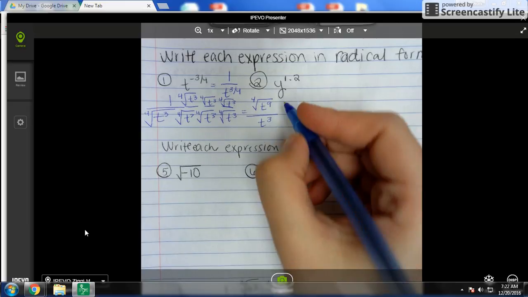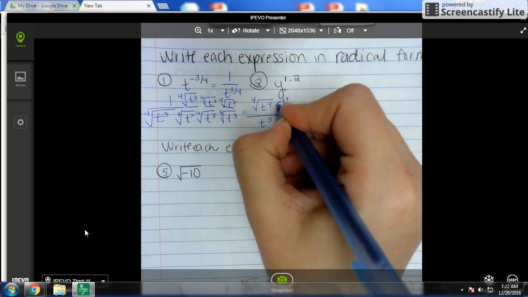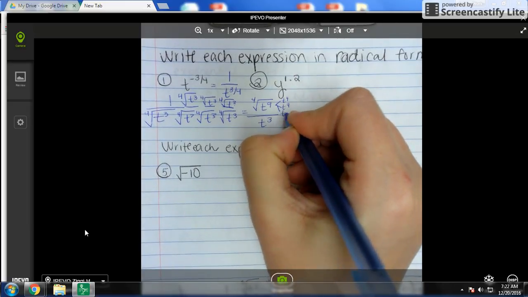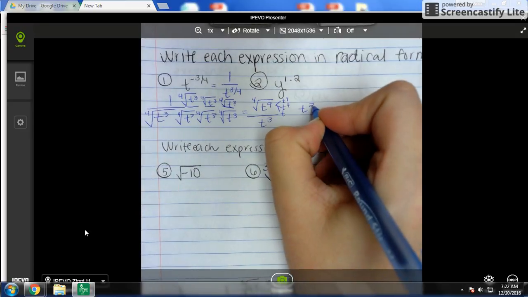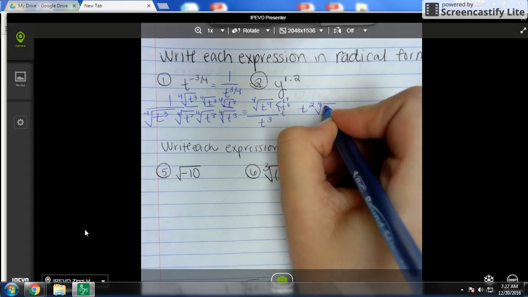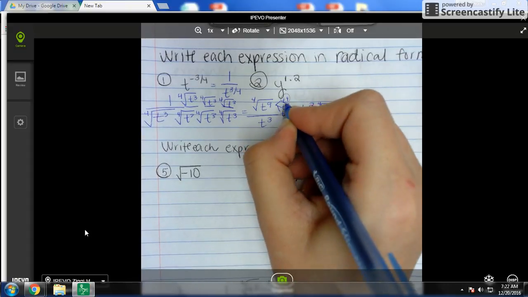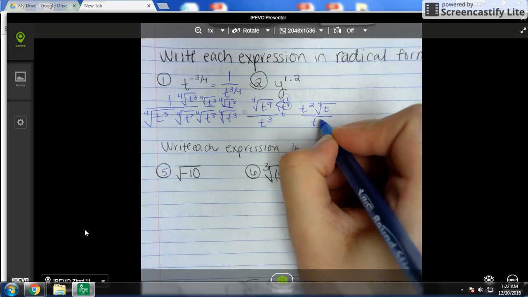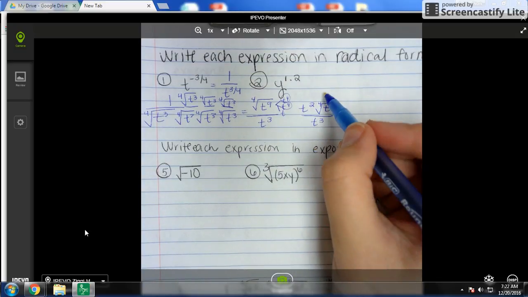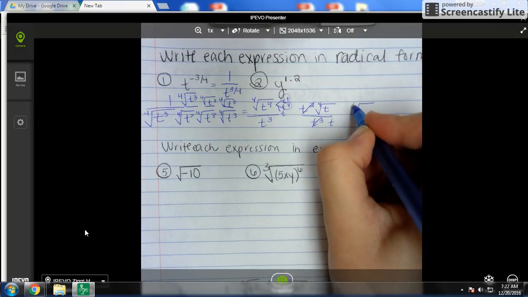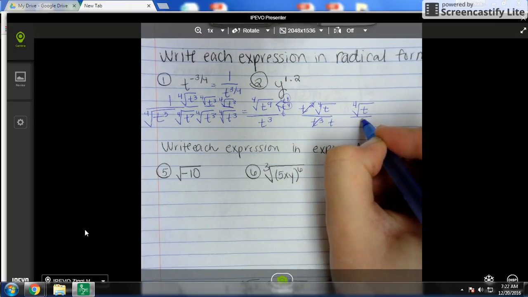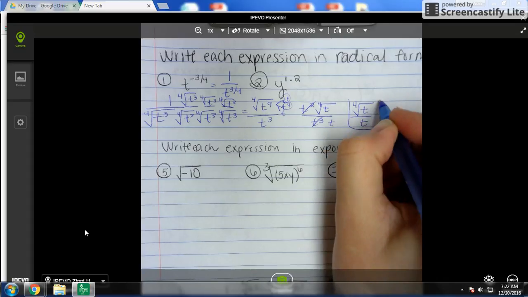If we have t to the 9th, we can split that up into t to the 4th, t to the 4th, and t to the 1. So we can take those two out, and we get t squared times the 4th root of t, since 2 of these came out, over t cubed. And lastly, we can simplify t squared over t cubed is just t on the bottom. So that would be our final answer.